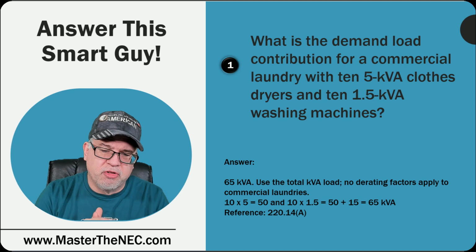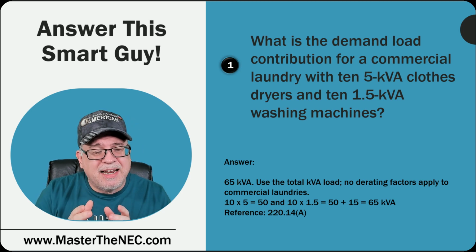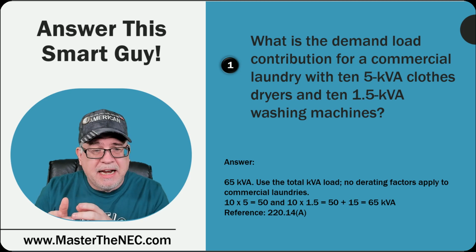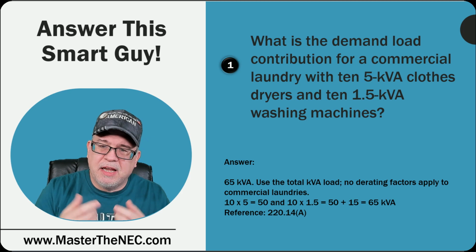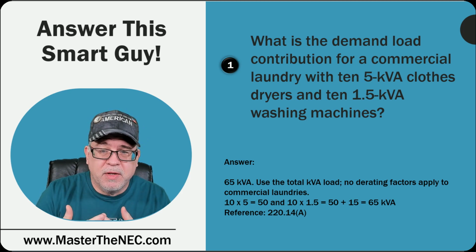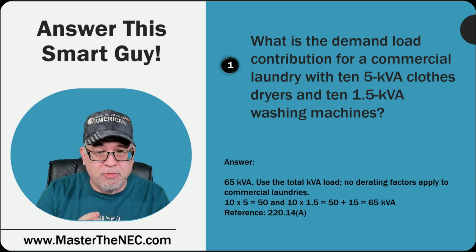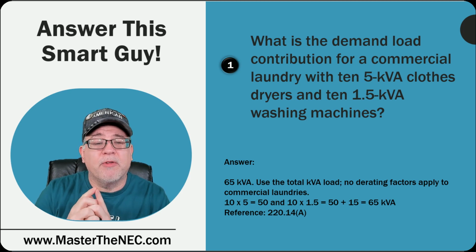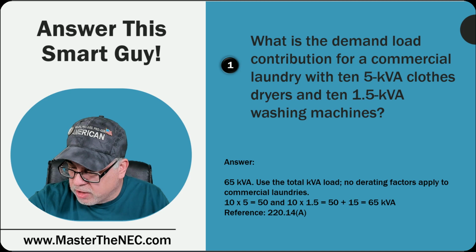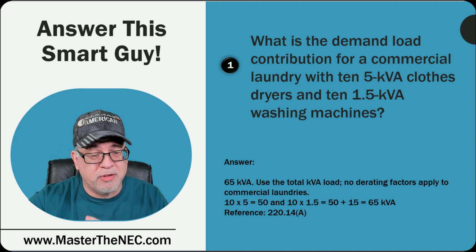Now, the reference is 220.14(A), and you're thinking, why? Well, because I could not use any derating factors in 220.54, I need some direction that tells me that I have to take the value of the load. Okay, and the load value in this case for these appliances is 5,000 VA each for the dryers and 1,500 VA for the washing machines. So let's go to the code so we can always tie back our loop and see what gives us the requirement here.